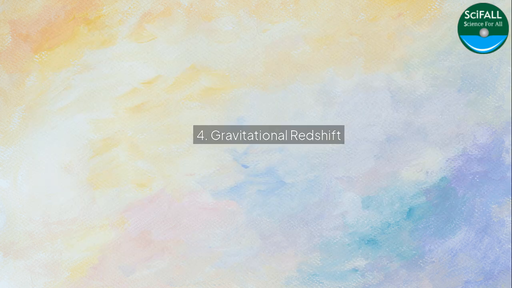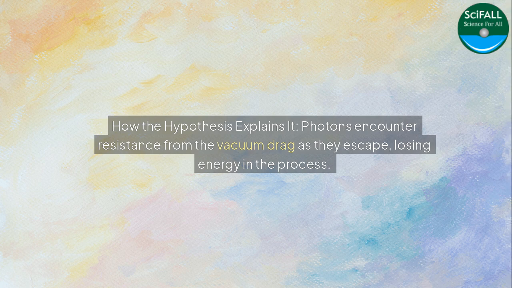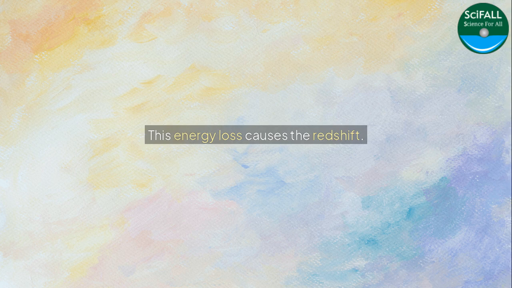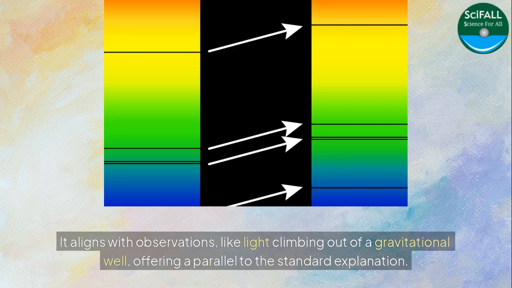4. Gravitational redshift. What we observe. Light moving away from a massive object loses energy, shifting to longer, redder wavelengths. How the hypothesis explains it. Photons encounter resistance from the vacuum drag as they escape, losing energy in the process. This energy loss causes the redshift. Does it work? Yes. It aligns with observations, like light climbing out of a gravitational well, offering a parallel to the standard explanation.